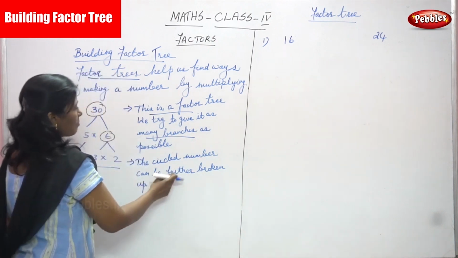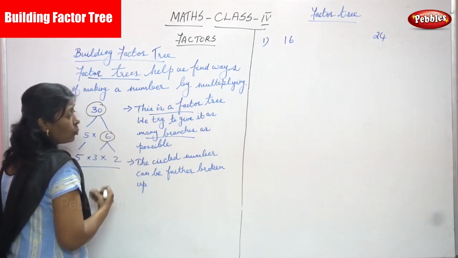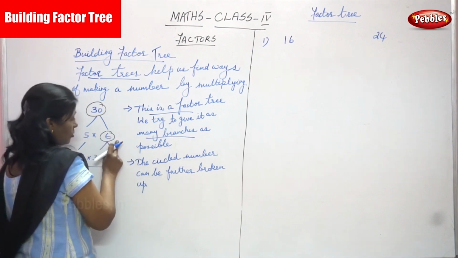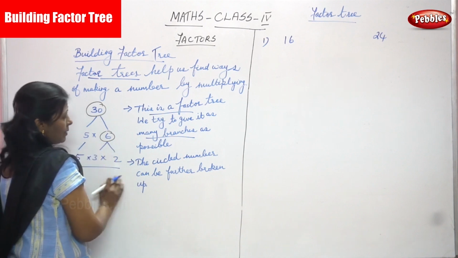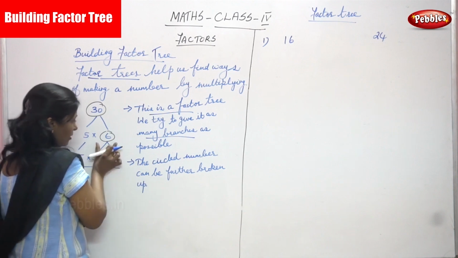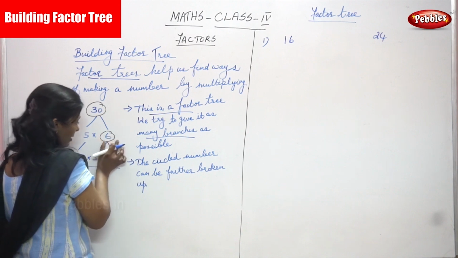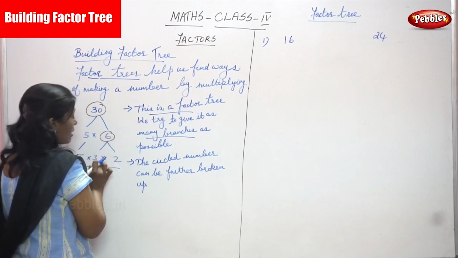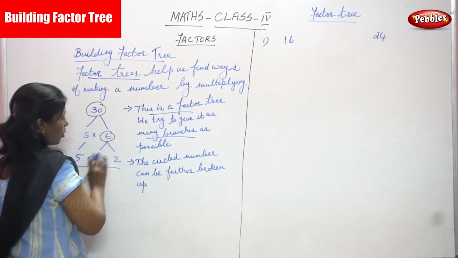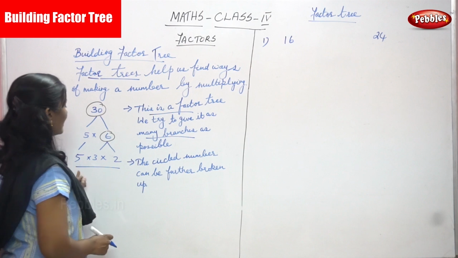The circled number can be further broken up. So the numbers you have circled, that number again you have to break into factors. If you circle a particular number, you have to find the factor of that number. That is what they mentioned. So we have taken 6, and we have to create a branch here. This 6 is a factor, so we have to find the factor of 6, which means breaking up the number. We have broken up 6 into 3 and 2, so we have given 2 branches in that place. So 5 into 3 into 2. This is the exact factor.